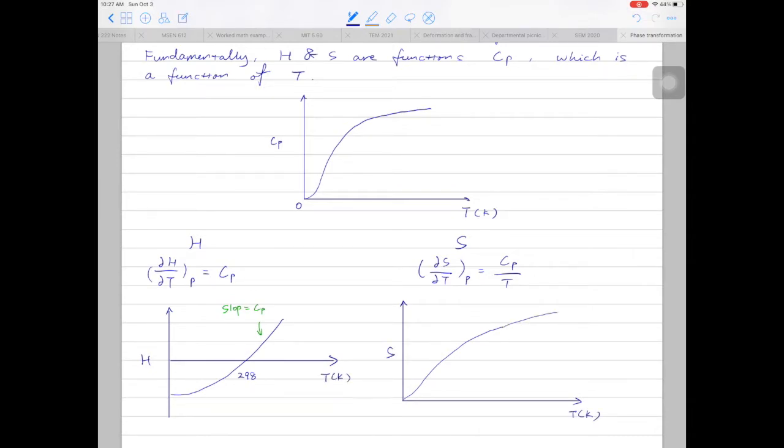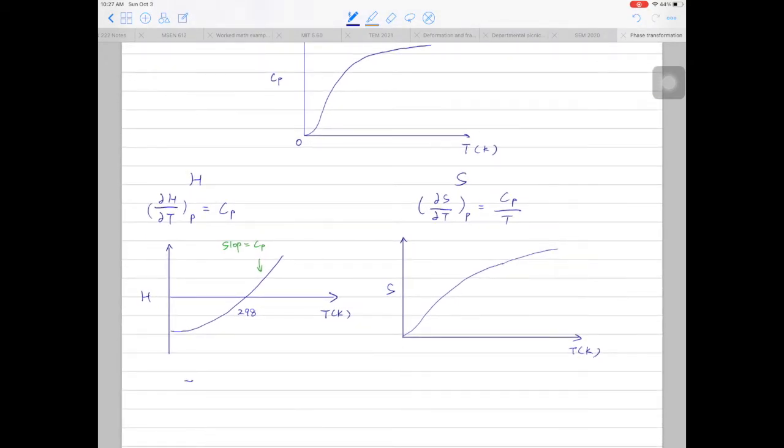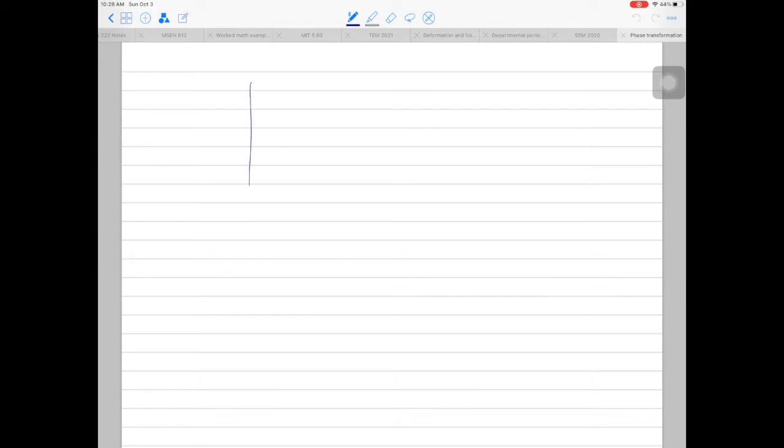Let's have a look at the effect of temperature on enthalpy and entropy together. In both cases, when T increases, H and S increase. Next, let's draw both H and G in the same graph. Here is the curve for H. We also know that G equals H minus ST.